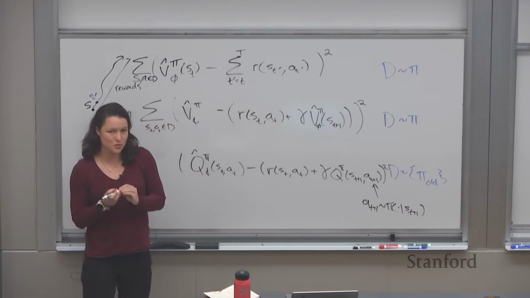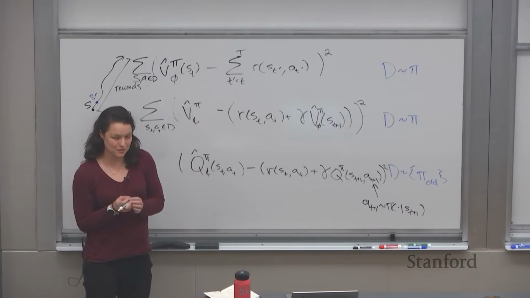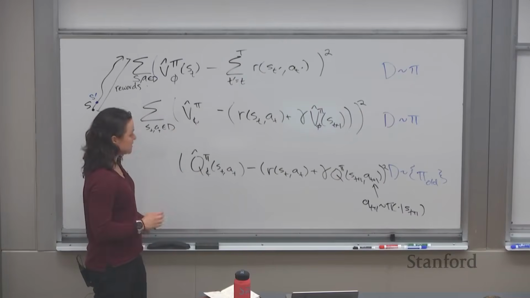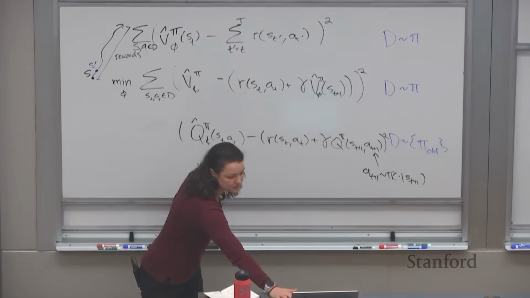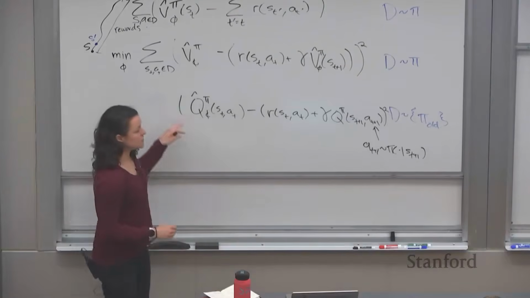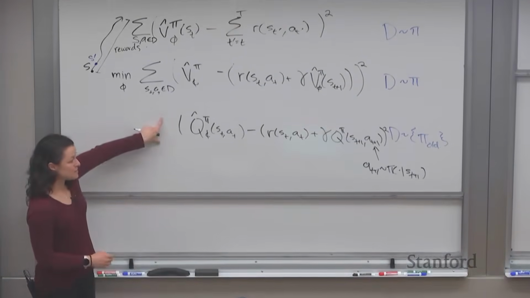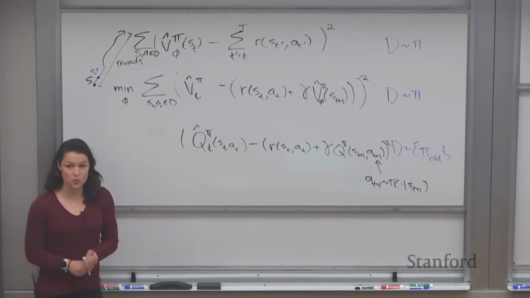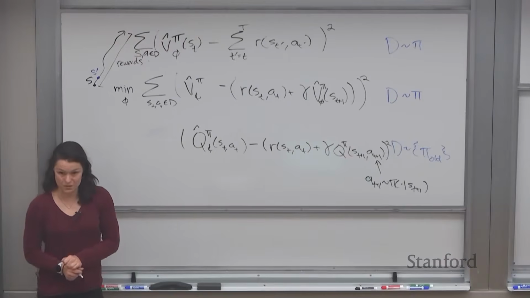Cool. So that's a quick recap of some of the things that we talked about. And these are the different ways of estimating value functions, with the key difference of this last one being something that we can use old policies, data from old policies for.